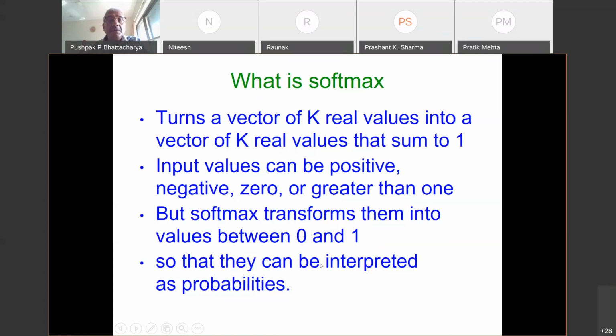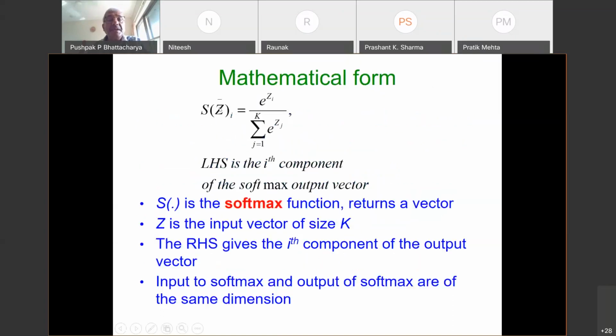So that they are interpreted as probabilities. Mathematically speaking, z bar is the input vector to the softmax function, and the ith component of the output coming from softmax is given as e to the power zi divided by the summation of e to the power zj, j going from 1 to k, where k is the number of components in the input vector. zi is the ith component of the input vector. So just one more time, z is the input vector, and the ith component of the output is e to the power zi divided by the summation of e to the power zj, j going from 1 to k.